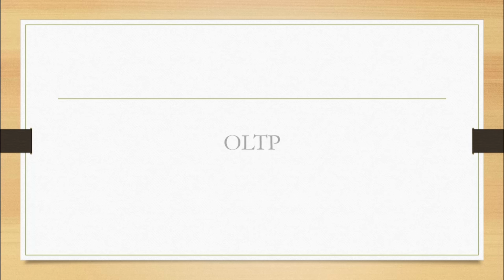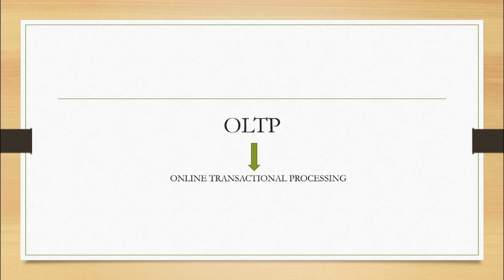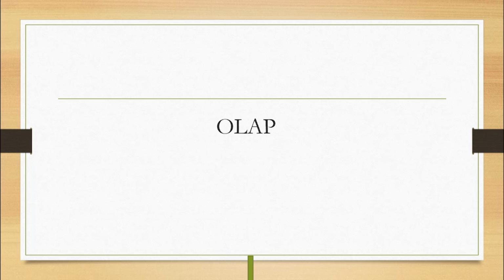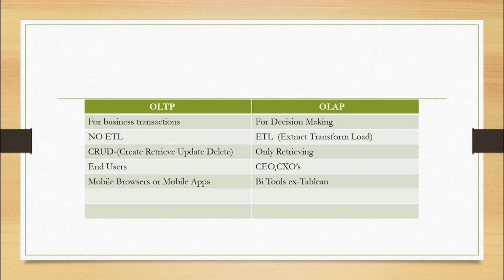The full form of OLTP is online transactional processing, and the full form of OLAP is online analytical processing. I'm going to talk about the differences between them, and from these differences you can easily understand the meaning of OLTP and OLAP, and also the difference between them. OLTP means online transaction processing.